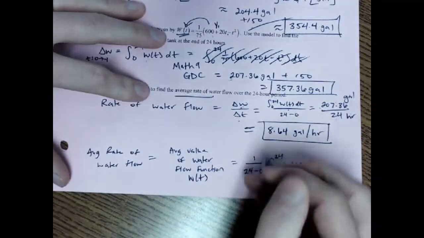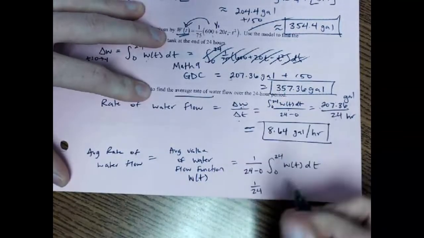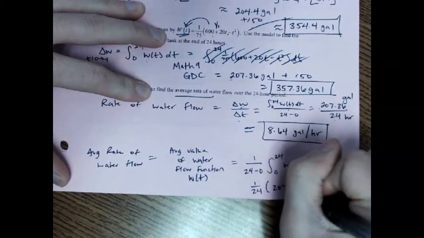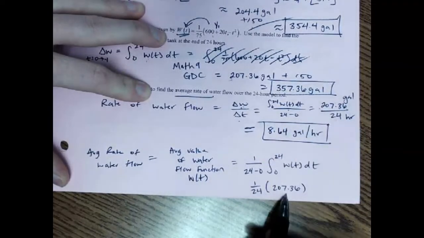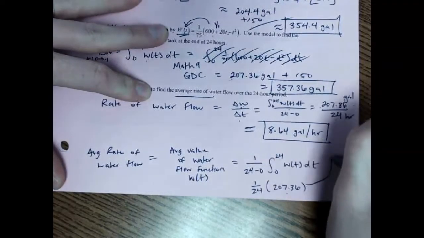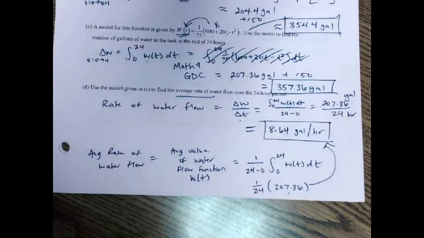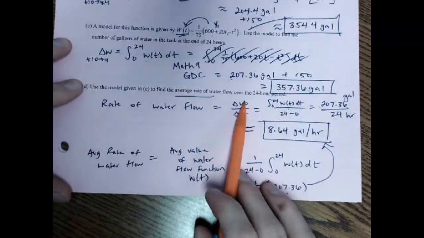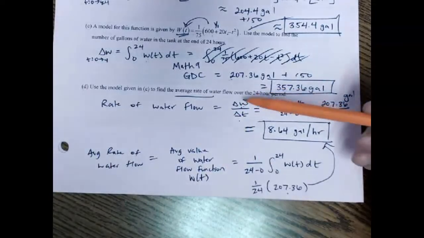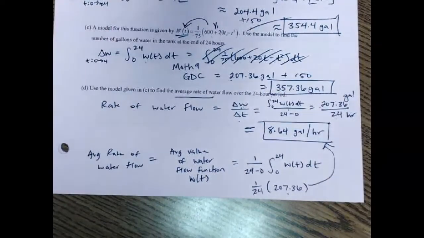Now here, this should be the 1 over 24. This we know is the 207.36. And then 207.36 with the 1 over 24, that's going to give you the same thing. Now let's look at it. Right? The average rate of water flow versus this rate of water flow that we did more analytically, thinking about the change in water over the change in time. Why did we get the same thing?